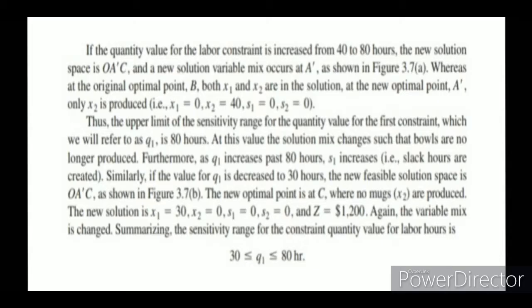Following is, if the quantity value for the labor constraint is increased from 40 to 80 hours, the new solution space is OAC, and a new solution variable mix occurs at A, as shown in figure 3.7a, which will be shown later. Whereas at the original optimal point B, both x sub 1 and x sub 2 are in the solution, at the new optimal point A, only x sub 2 is produced.